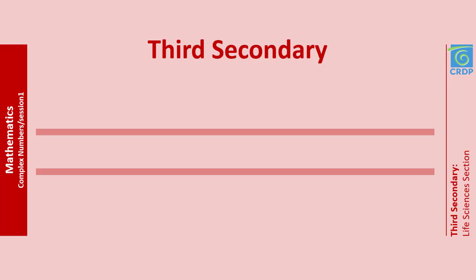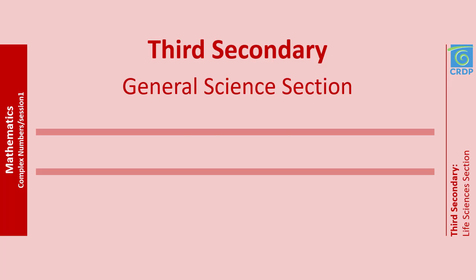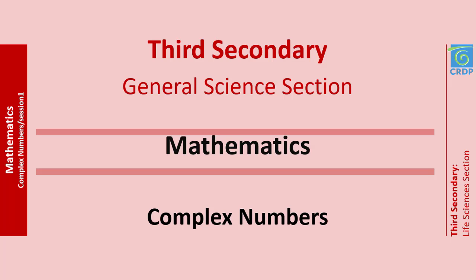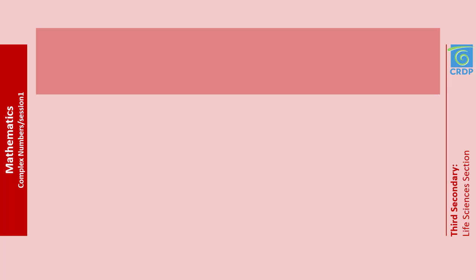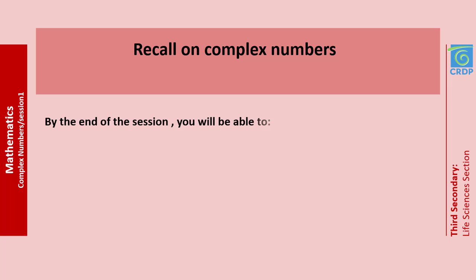Hello everyone. In this video we will explain a mathematics chapter for the third secondary year, scientific sections GS and LS. The title of the chapter is Complex Numbers. This chapter is divided into two parts. This part is a recall on the basics of the complex numbers.